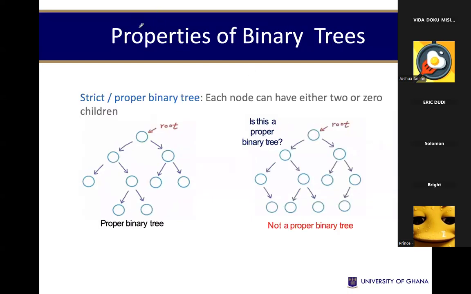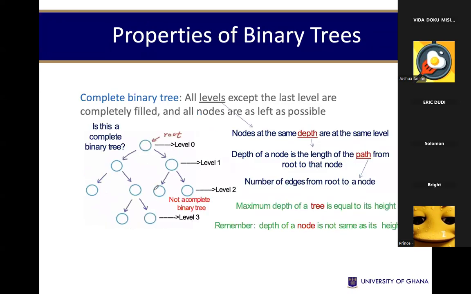Then we went to look at a strict or proper binary tree. For a strict or proper binary tree, we said that each node should have 0 or 2 children. That's it.